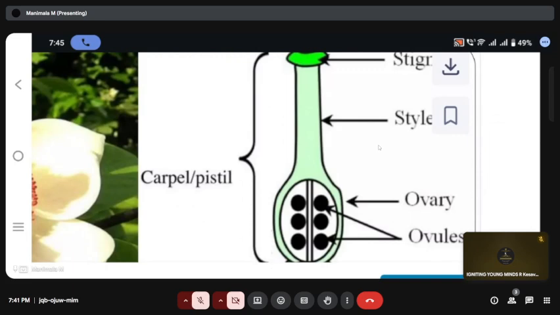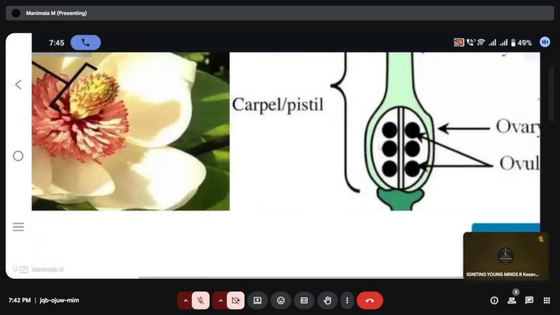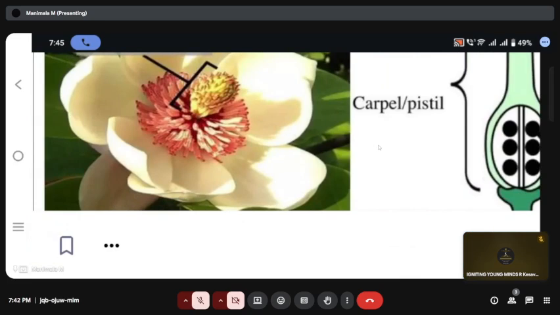If you see these carpels, that is, the female reproductive parts, in some plants they are united. The female reproductive parts are united. For example, hibiscus flowers are there, right? If you see, yes, ma'am.